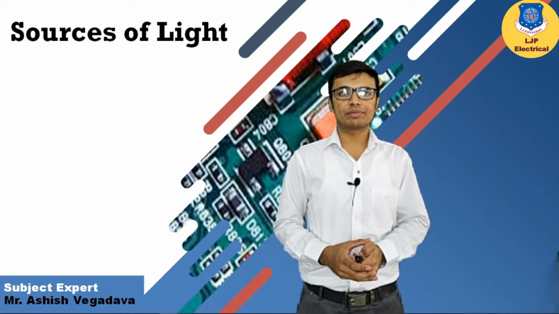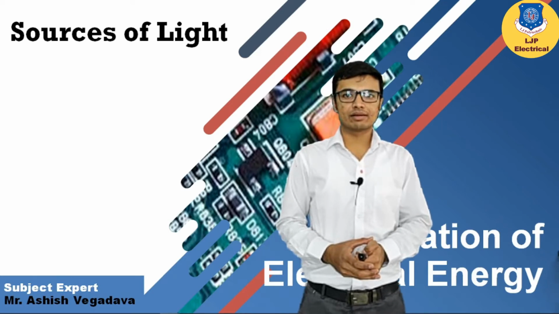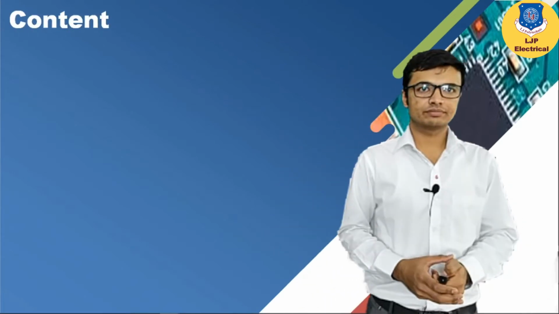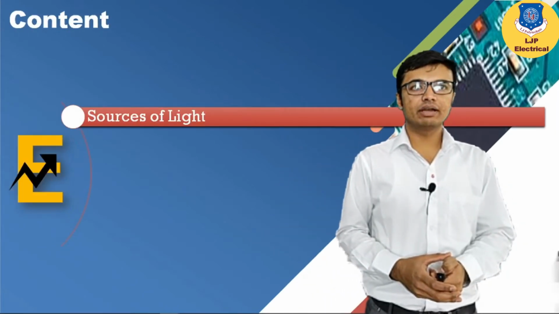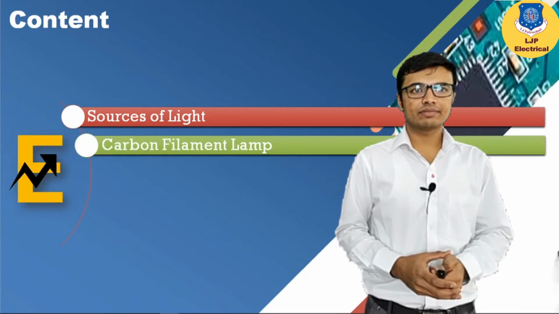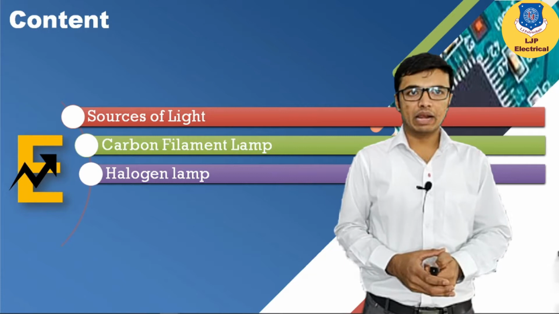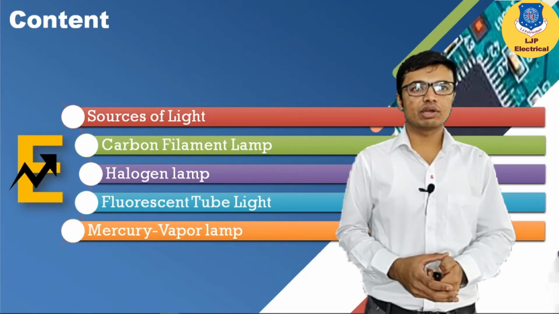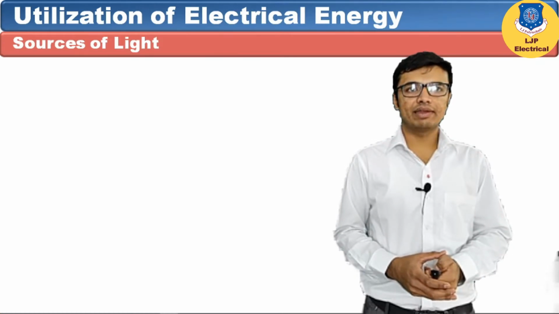Today we will learn source of the light in the subject utilization of electrical energy. So let's move to the content of this topic. In this topic we will learn various sources of the light. The first one is carbon filament lamp, halogen lamp, fluorescent tube light, and the last we will learn mercury vapor lamp. Let's start with the various source.